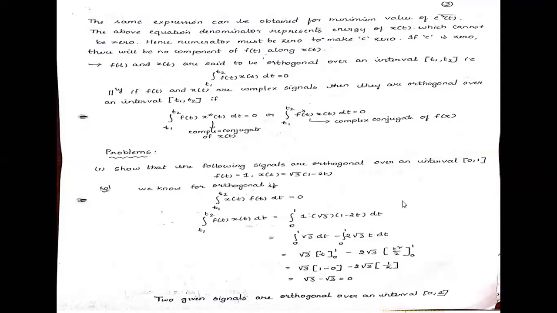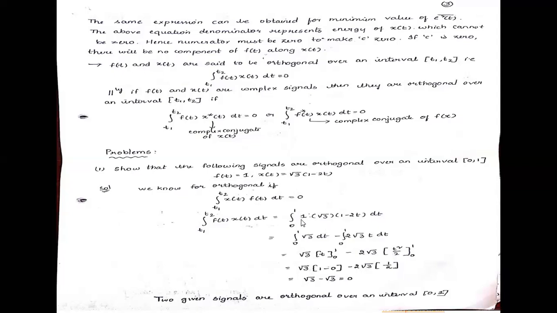Then the given two functions, the given two signals f(t) and x(t), both are orthogonal, or mutually perpendicular to each other. So now I'm substituting f(t) as 1, x(t) as root 3 into (1 minus 2t) dt. And the interval is from 0 to 1. t1 is 0 and t2 is 1. So I take the initial value as 0 and the final value as 1.